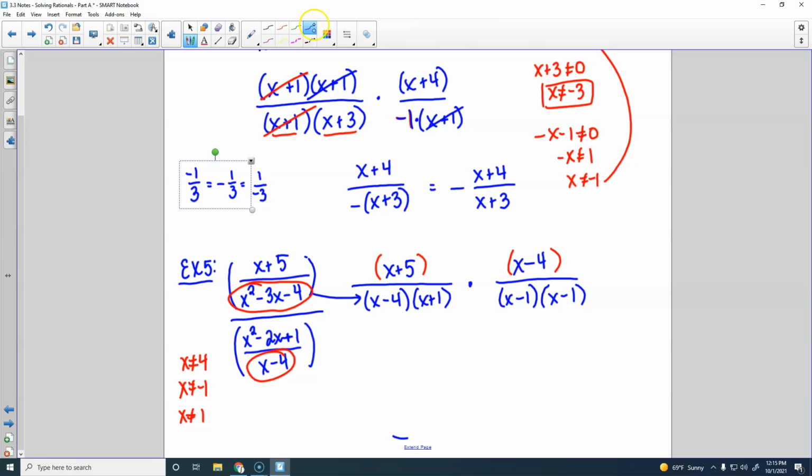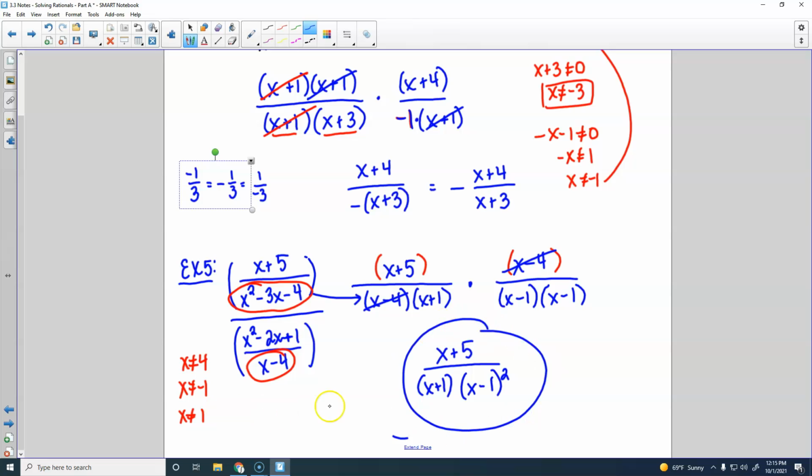So, we can cancel an x minus 4 here, and that is all. So, in the numerator, we're just going to have x plus 5. In the denominator, we're going to have x plus 1. And you're probably going to see it written like this. When you have x minus 1 times x minus 1, it is probably going to look like this, x minus 1 squared. If there's two of them, they're just going to write it with a square there. And so here's our answer. Over here are our excluded values.